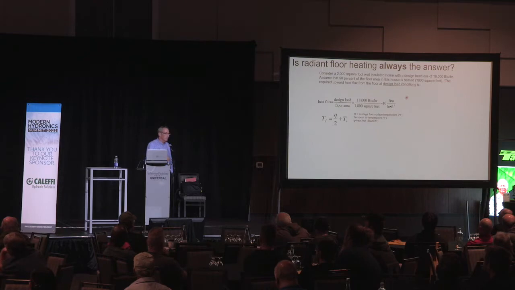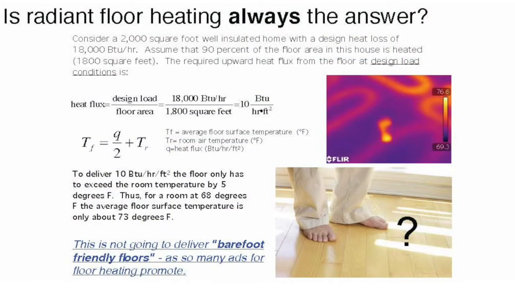Well, there's a simple little formula that is relevant to radiant floor heating. And just to put some numbers into that formula, if we're trying to do 10 BTUs per square foot per hour, that would be the Q in that formula, divided by 2.5, plus the room temperature. Let's say the room temperature was 68. That means the floor surface only has to be 73 degrees Fahrenheit, okay?